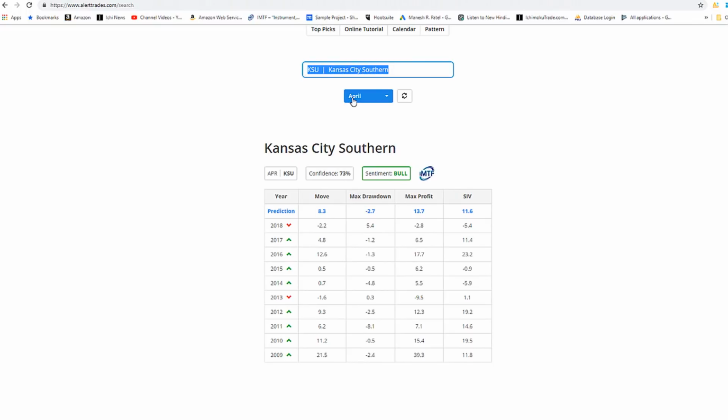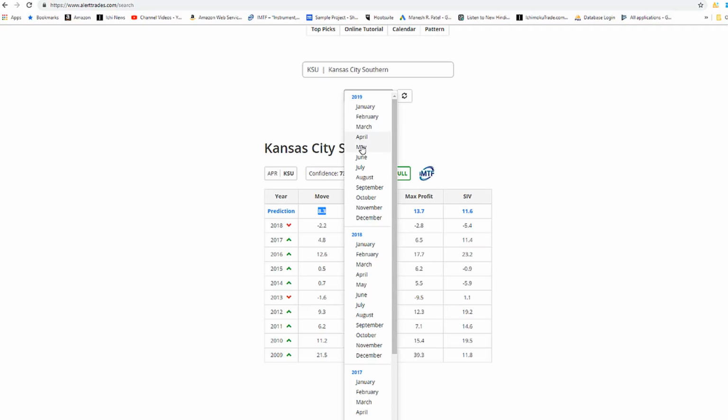You put in KSU, you got April, 73% probability going bullish. And you could see last year was bearish, but you've never had any 2 years in a row that's bearish. So you had a high probability it's going to be bullish. And you know it's going to move an average 8.3%. Drawdown was 2.7, and 11% of the price action for that instrument occurs this month. So you know it's a high probability it's going to trend. Okay, so this was April, and now May.